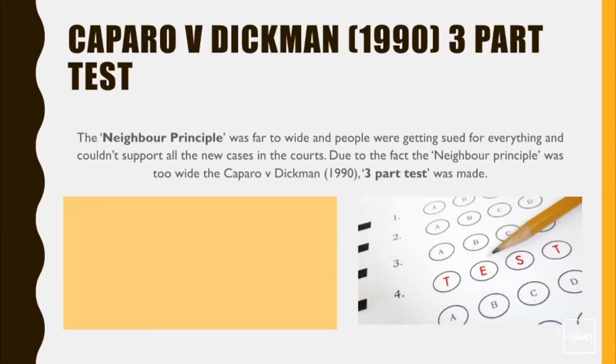The Caparo and Dickman 3-part test was established from the neighbour principle, which was far too wide and people were getting sued for everything and couldn't support all the new cases in the courts. Due to the fact the neighbour principle was too wide, the Caparo and Dickman test 1990 was then made.